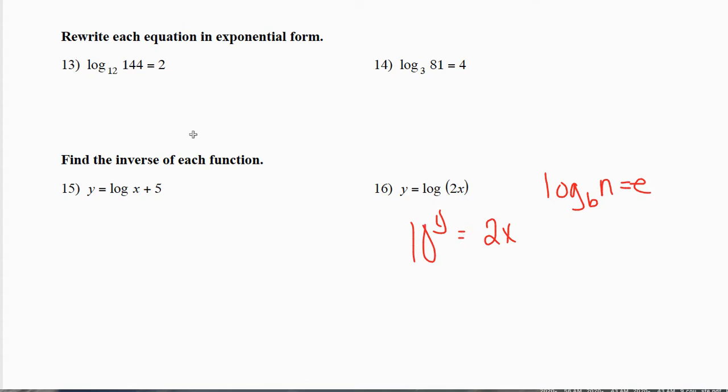Okay. Now it says find the inverse of each function. That means I need to flip-flop the x and the y. So we have 10x is equal to 2y.